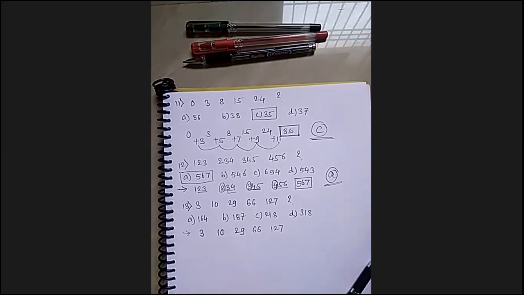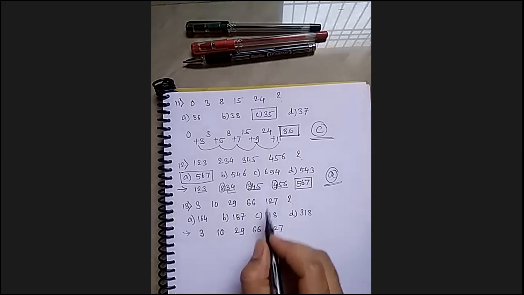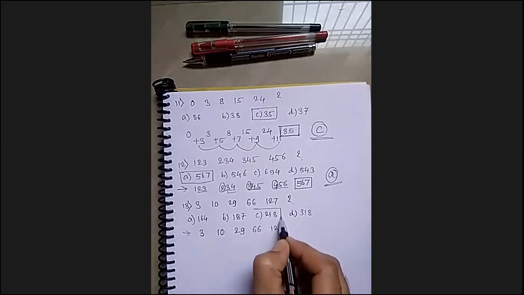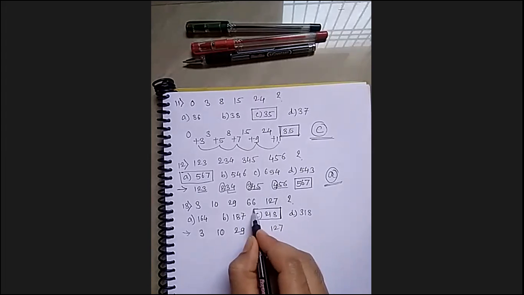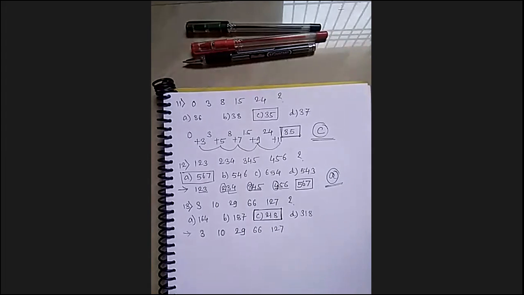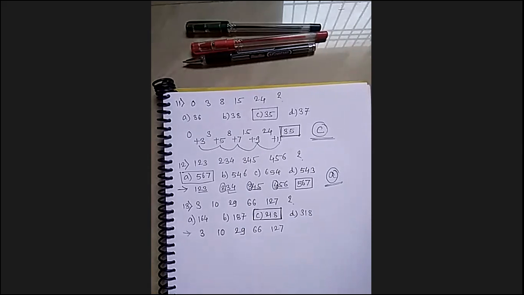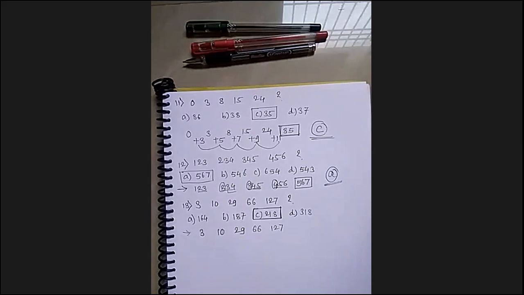So 3, 7, 29, 66, 127. And what could be the next one? Yes, very few, but got the correct one. Right. So option C is locked. 218. So let's verify whether it is 218 or something else.